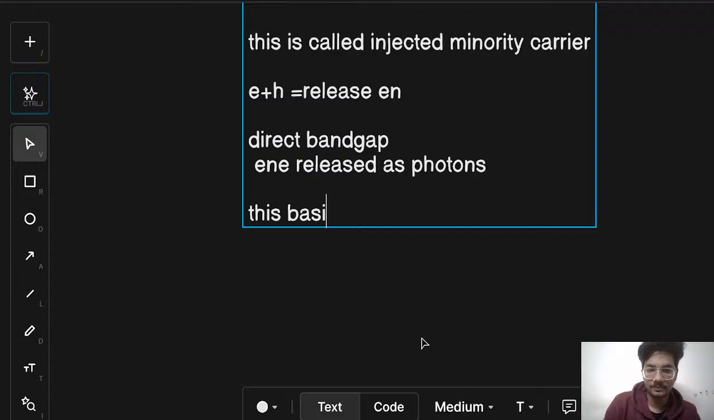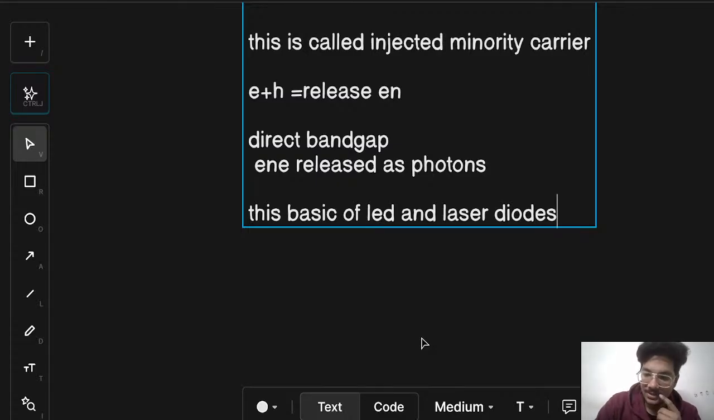So this is the basic of LEDs and laser diodes. Okay, this is basic for the laser diode. So why is the PN junction essential for optical emission? Forward biasing injects excess electrons and holes into the opposite region. Recombination happens near the junction, and for a direct band gap material, recombination is radiative photon emission, and the photon forms the light of the LED, and stimulated emission for the laser.